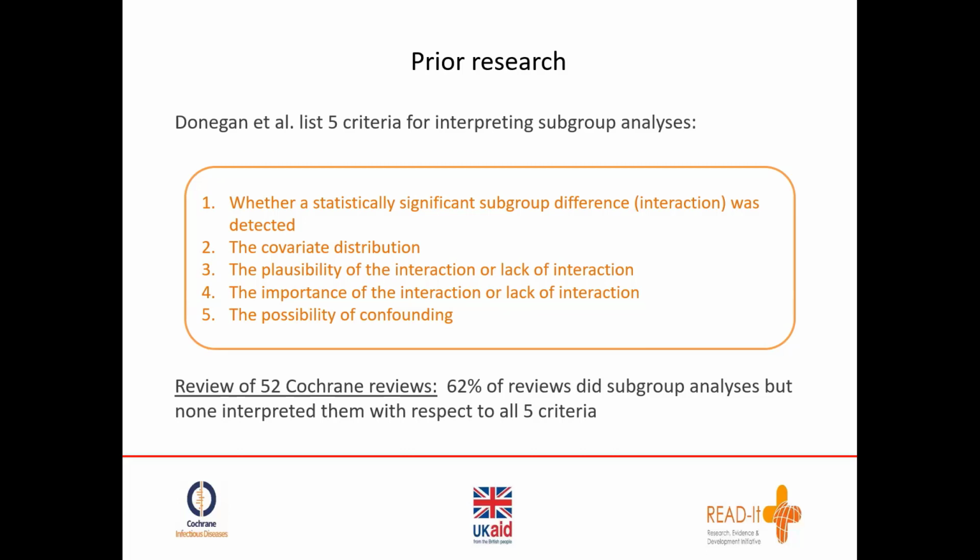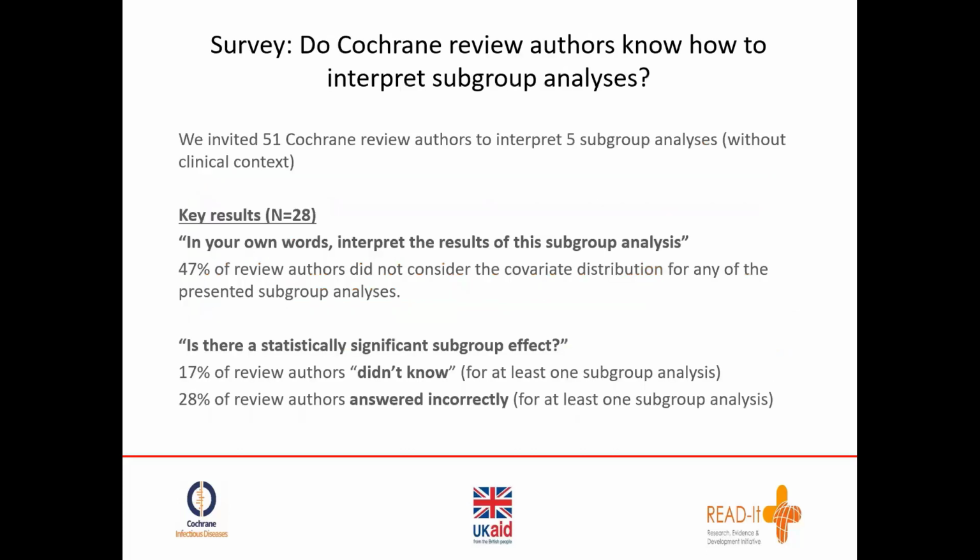So Sarah Donegan did a review of 52 Cochrane reviews and found that 62% of reviews did do subgroup analyses, but none interpreted them with respect to all 5 criteria. So to expand on that work, myself and Sarah hypothesised that perhaps Cochrane review authors don't know how to interpret subgroup analyses, and we conducted a small survey to find out if this was the case. So we invited the review authors from Sarah's previous review to interpret 5 subgroup analyses on an online survey site.